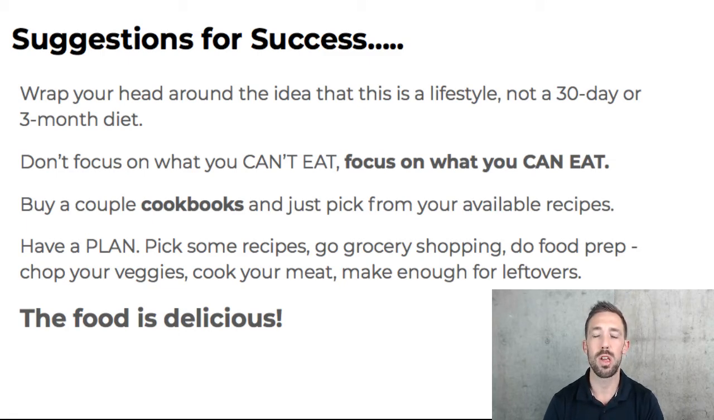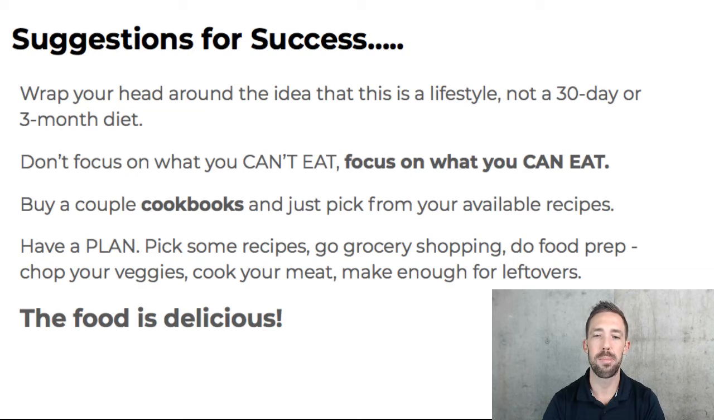Don't focus on what you cannot eat. Focus on what you can eat. Buy a couple cookbooks and just pick from the available recipes. Pick what sounds good and just try that. There's going to be some trial and error. Like if you start AIP baking, you're probably going to throw some dishes in the garbage the first try. But the second try is going to be really, really good. And by the third or fourth, if you make cookies or something like that, it's going to be really, really good. It can be delicious. It can be absolutely delicious.